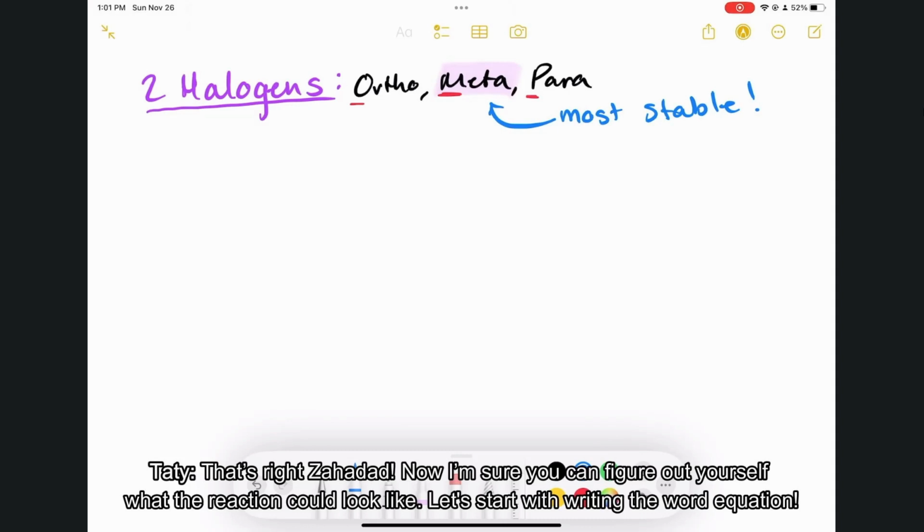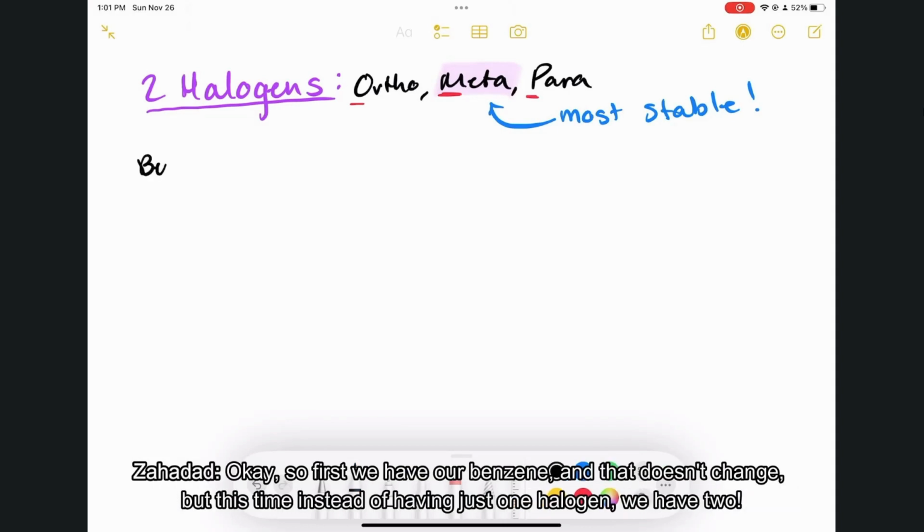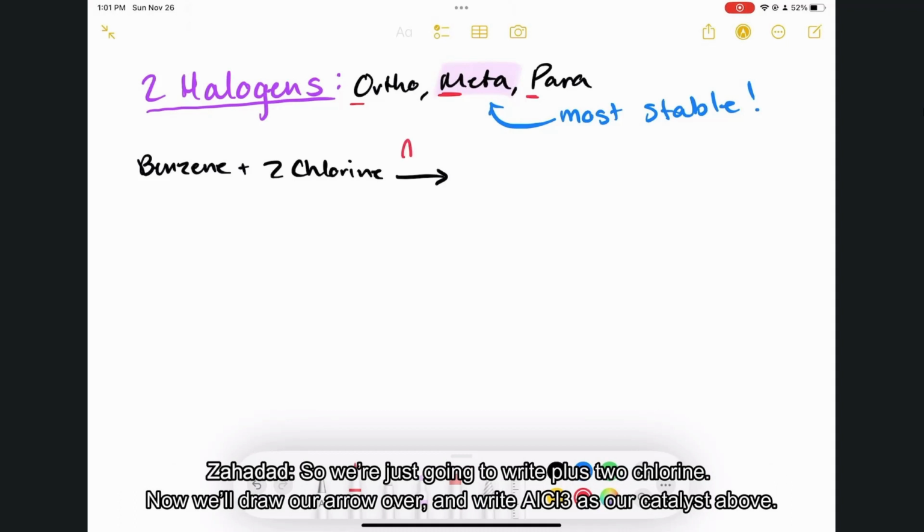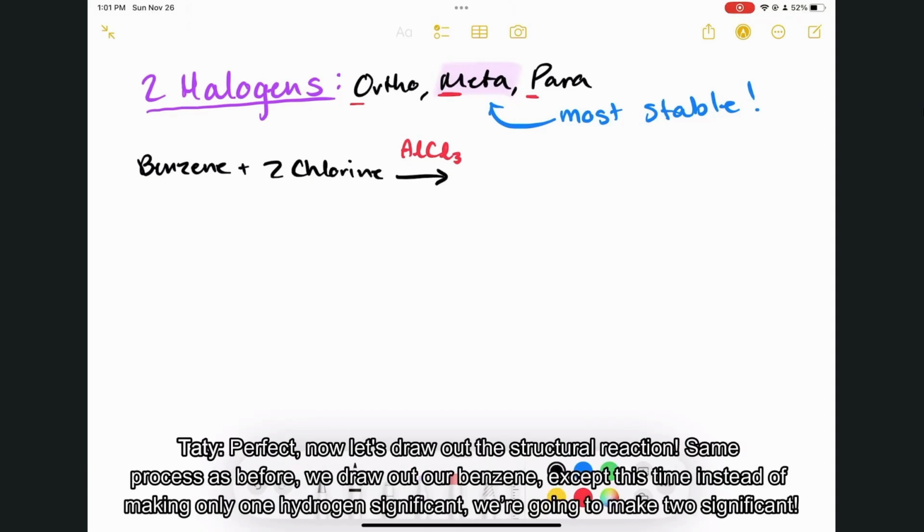Let's start with writing the word equation. Okay, so first we have our benzene, and that doesn't change, but this time instead of having just one halogen, we have two. So we're going to write plus 2 chlorine. Now we'll draw an arrow over and write AlCl3 as our catalyst above. Perfect. Now let's draw out the structural reaction.